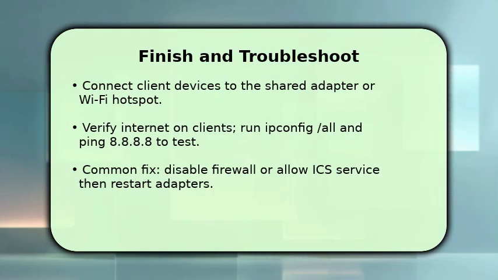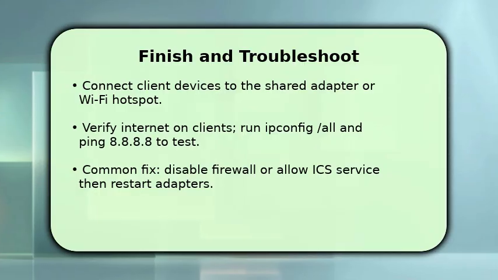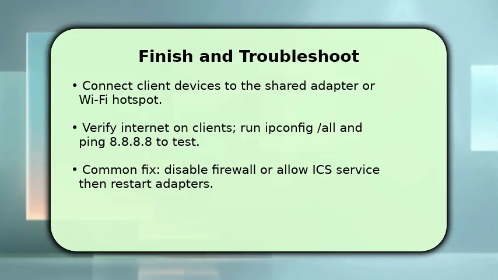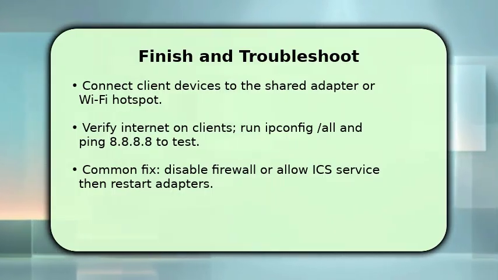If a client has no internet, check its IP with ipconfig and try pinging 8.8.8.8 to isolate DNS versus routing issues. If sharing fails, make sure Windows Firewall or third-party security isn't blocking ICS, and ensure the Internet Connection Sharing service is running. Disabling and re-enabling sharing or restarting both adapters often helps.